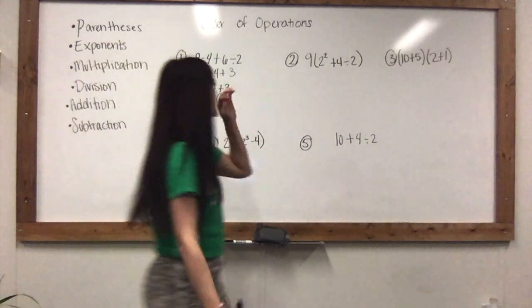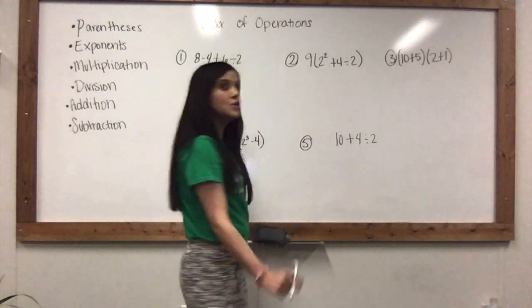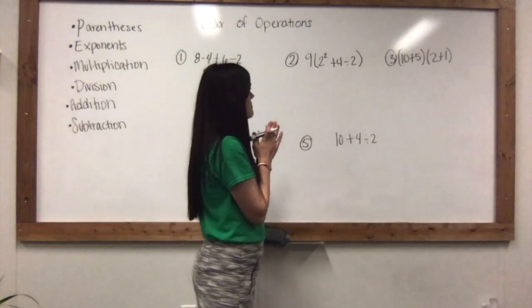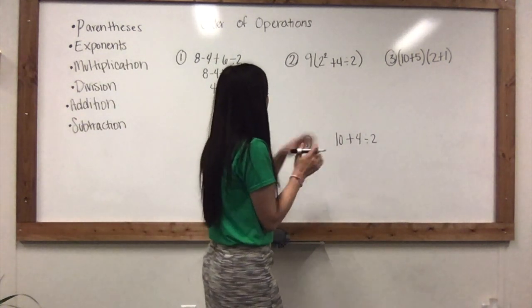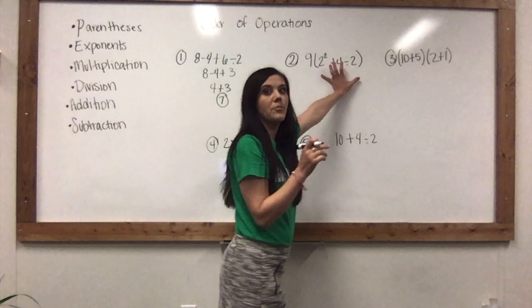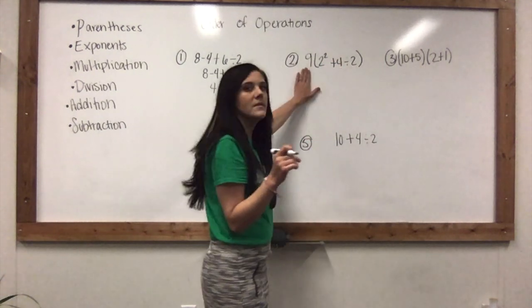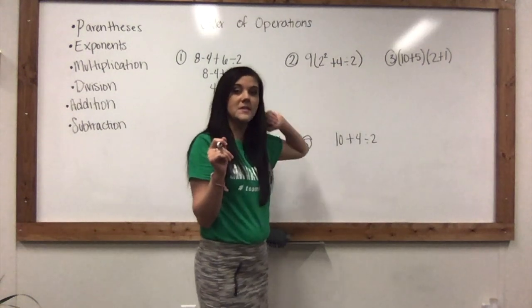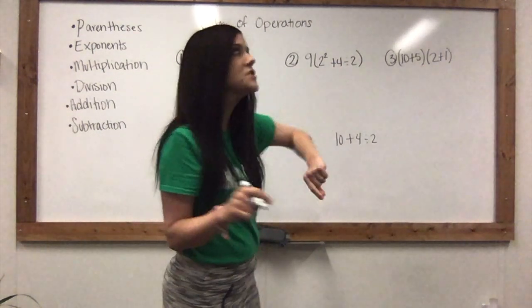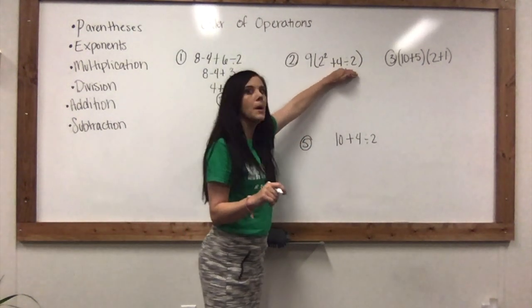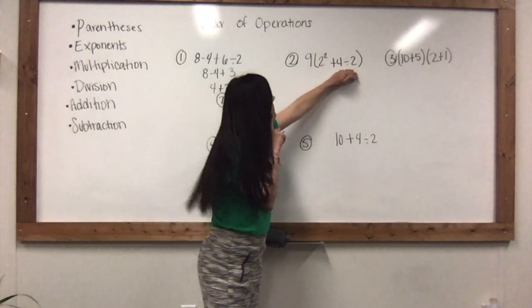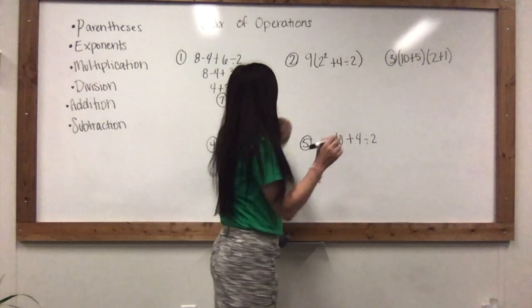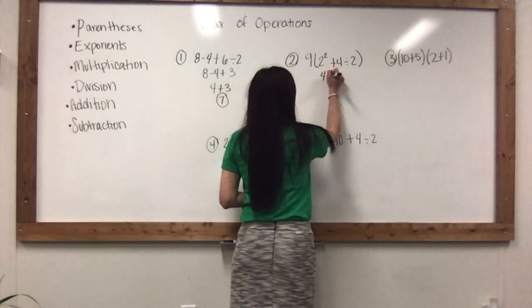Okay, all right, let's look at the next problem. Here we do have parentheses, okay, we have grouping. So we're going to start with the set of parentheses here. We're going to leave the 9 alone for right now. Inside of the set of parentheses, we're still going to follow order of operations. So what would come first? Let's start with the exponent. So 2 squared is going to give us 4.